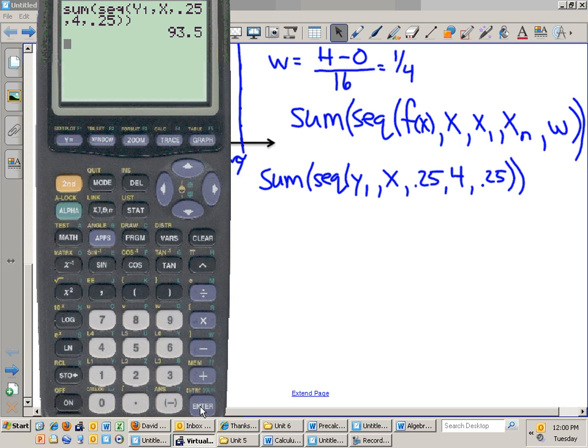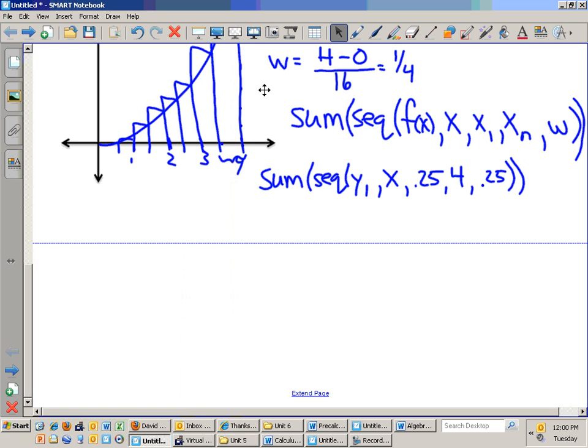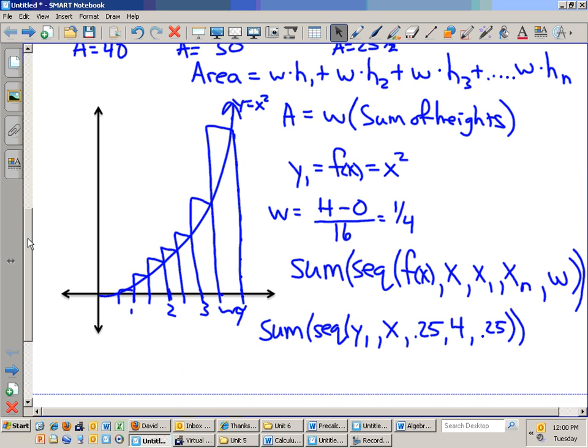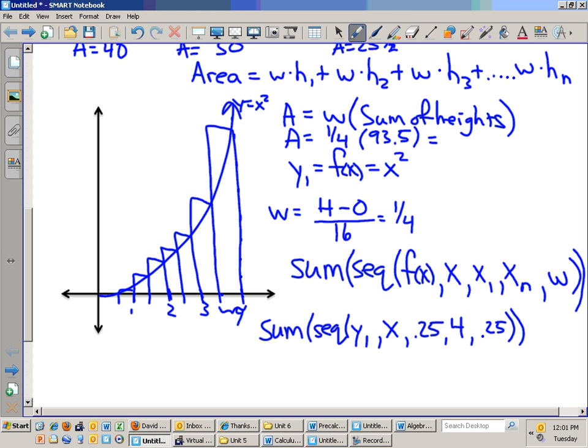So what's wrong here? We got 40 to start with, then we got 30, now we got 25 and a half. Now we got 93 and a half. I have to multiply by the width. If you remember, our formula up here says that area is equal to the width times the sum of the heights. So our area is equal to the width, which is 1/4, times the sum of the heights, which is 93.5, which is equal to 23.375.